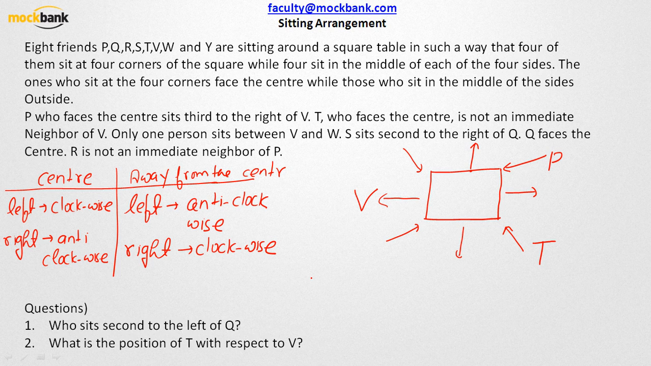Only one person sits between V and W. So W could be here or W could be here. These are the 2 positions. So for sure W is facing away from the center. Is it not?